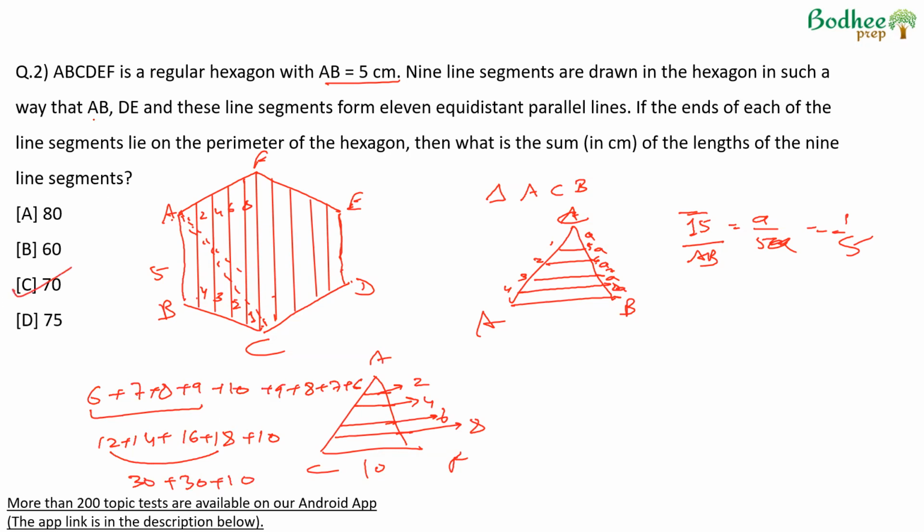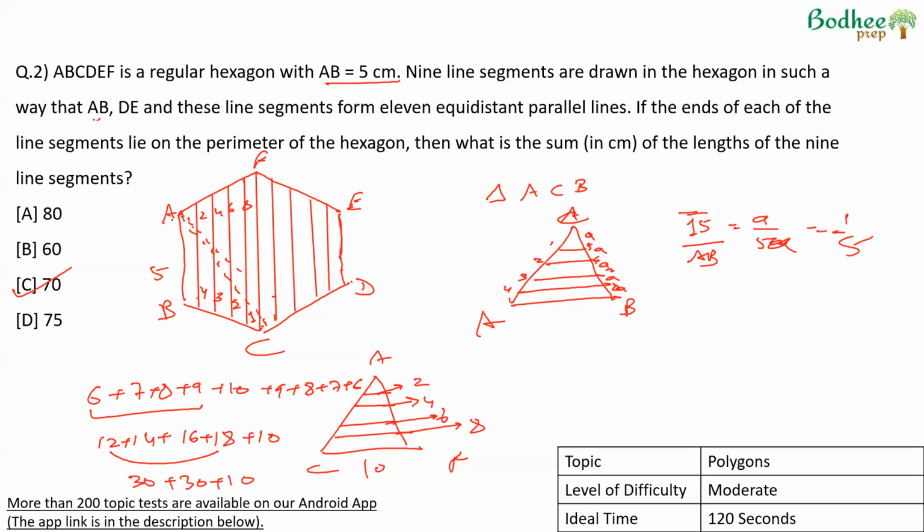Option C. Again, I will call this probably a moderate to difficult question. Similarity has been used and we'll have to break it into triangles as well. So the attempt time might be a little higher, maybe up to 2.5 minutes as well.